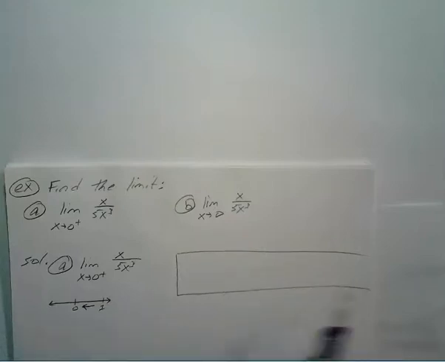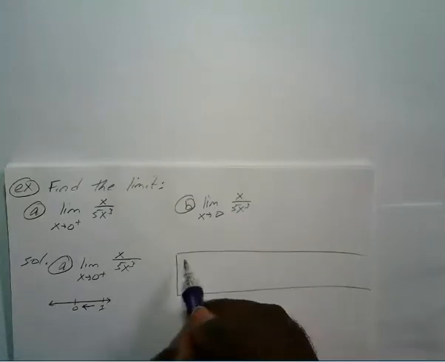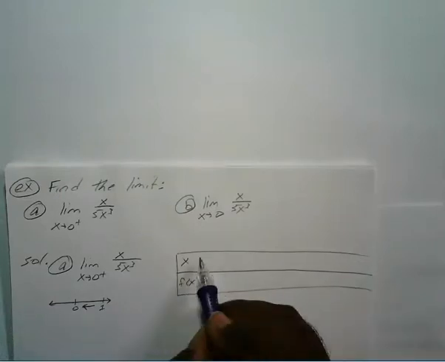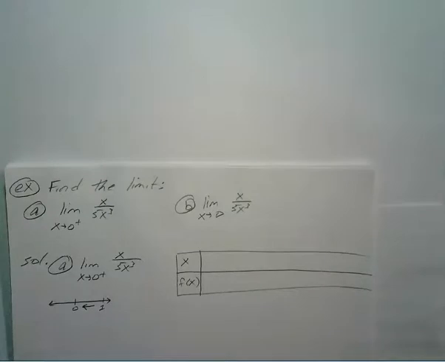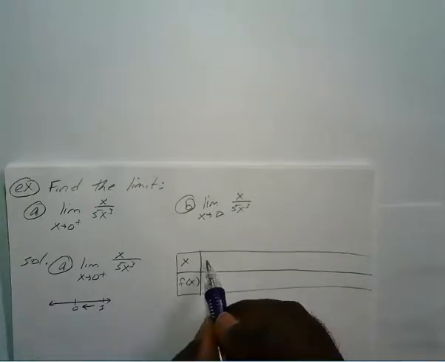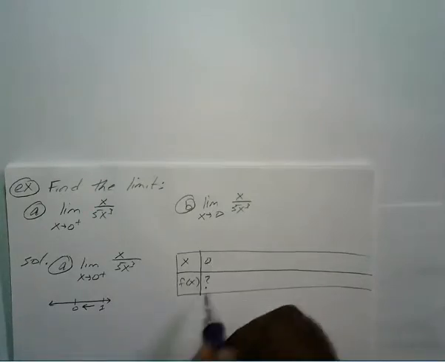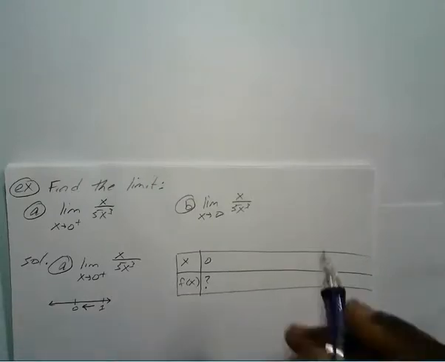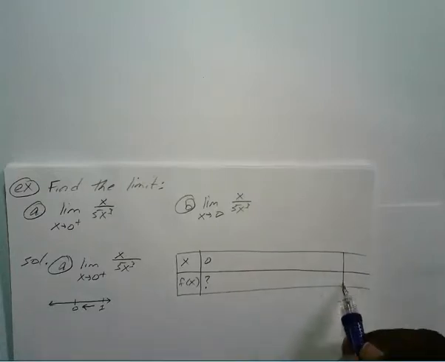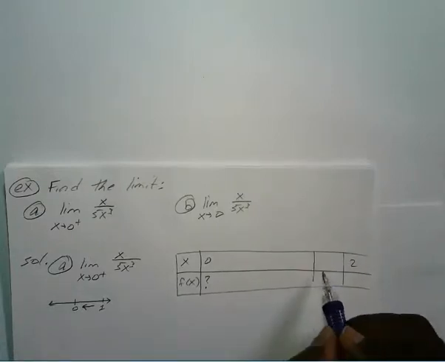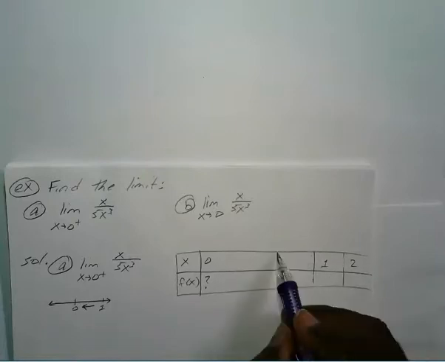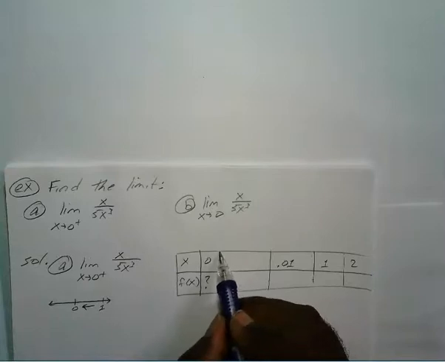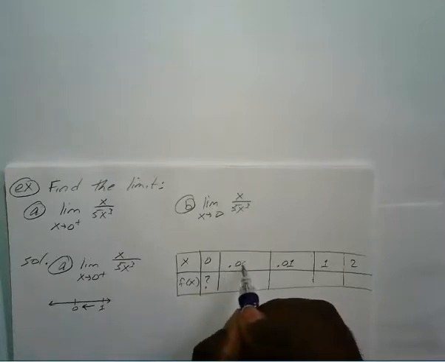So we're approaching 0 from the right, so we have our x. Now for f of x, since we're approaching 0 from the right, we'll have x values approaching 0. What we'll do is start at 2, 1, 0.01, and 0.001.